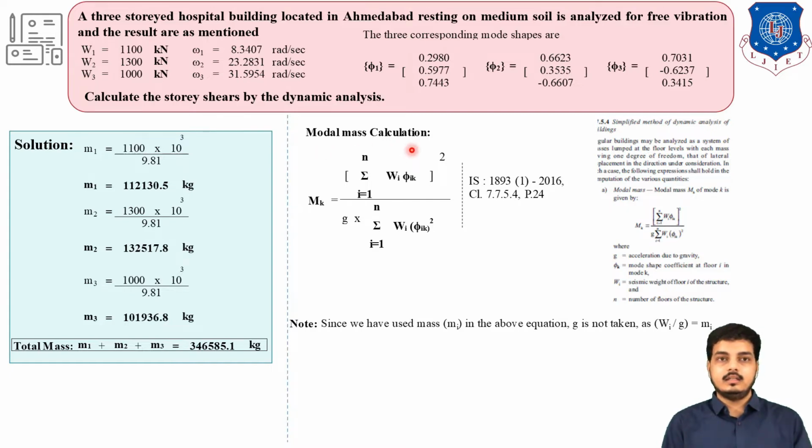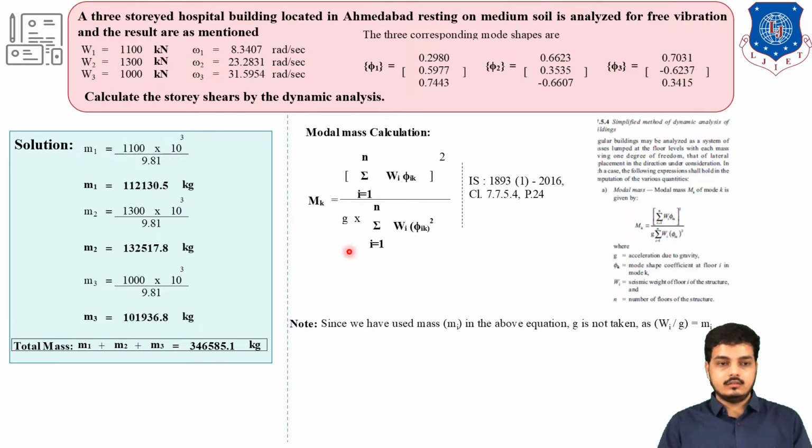This is given in the code, and I have shown you that it is given on page number 24. So here is the reference: IS 1893 2016, page 24, clause 7.7.5.4. This is the equation. Now in this equation we require the weight, which is Wi. Phi i is nothing but the mode shapes, and G is the acceleration due to gravity. So here Wi by G is given.